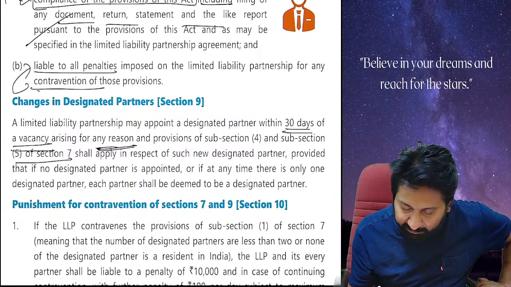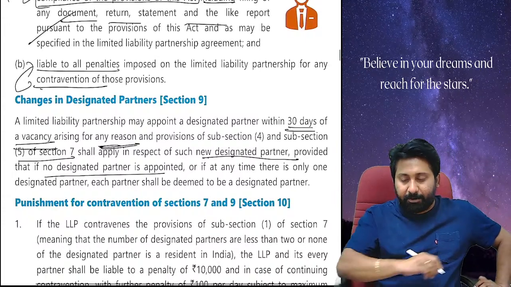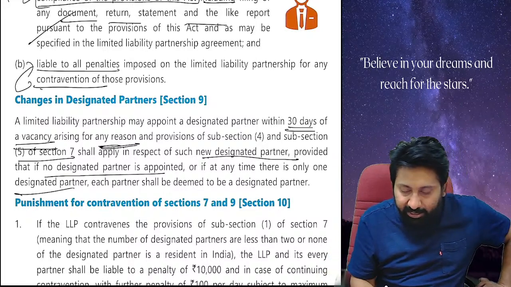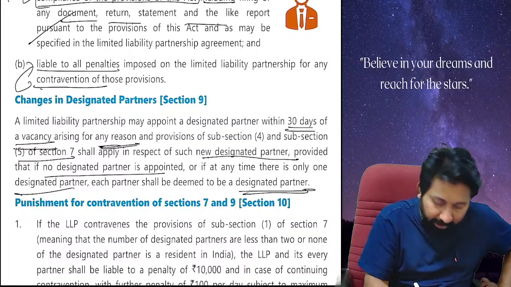Shall apply in respect of such a new designated partner, provided that if no designated partner is appointed, or if at any time there is only one designated partner, each partner shall be deemed to be a designated partner. Important, read this.